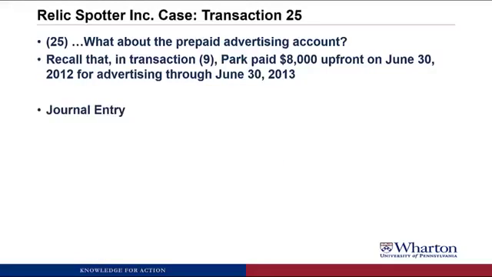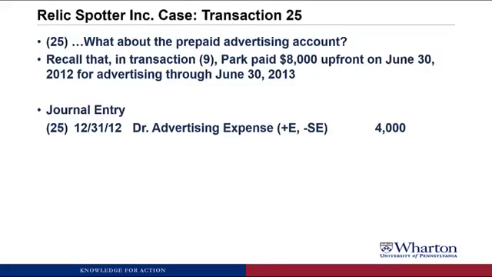We need an adjusting journal entry to recognize an expense for the 6 months of advertising that has been used up between June 30th, 2012 and December 31, 2012. So we debit advertising expense to recognize the expense, and then we have to credit prepaid advertising to reduce the asset so that its balance now is how much is prepaid going forward.